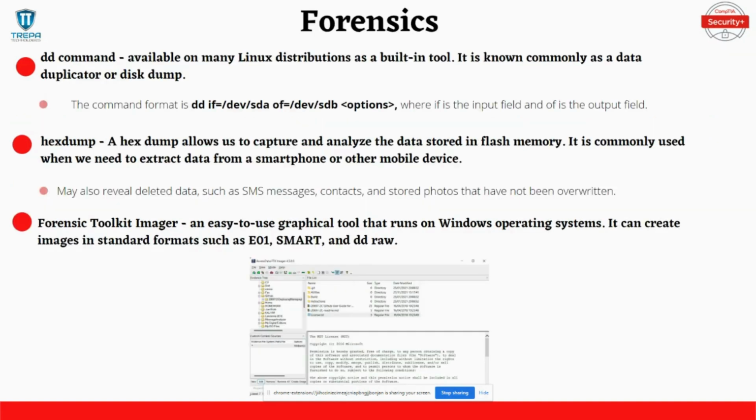And now to go over some forensics commands. The dd command used in Linux is used to duplicate or clone a volume or disk. The dd command is used in forensics to clone a drive for investigative purposes. Hexdump allows you to capture and analyze data stored in flash memory. A Forensic Toolkit Imager is a graphical tool/application that can be installed on a Windows system to create images.